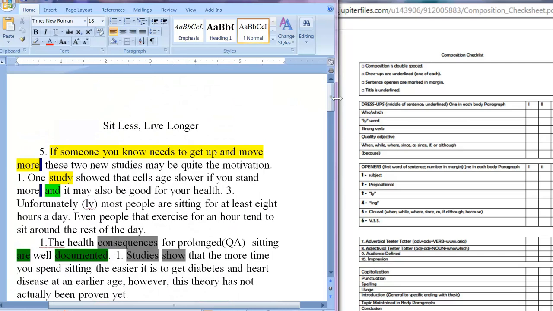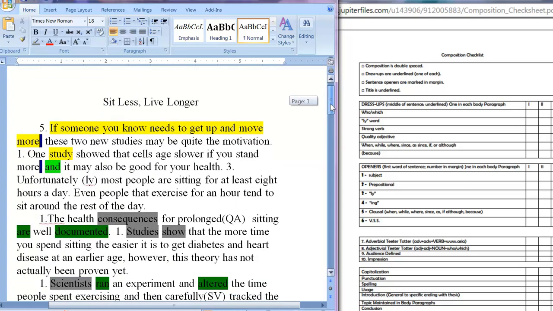And since I went ahead and went through and marked this one for you, I'm not going to have you go back and do the openers. But in your next writing assignment, I'm going to have you do all the dress-ups and all the openers. And so this was just a review of your essay. And it looks like you did a really good job. I will grade it and put your percentage up on Jupiter Grades.